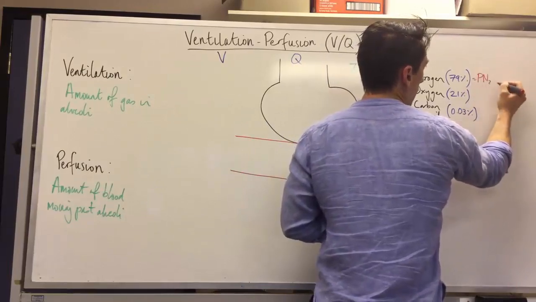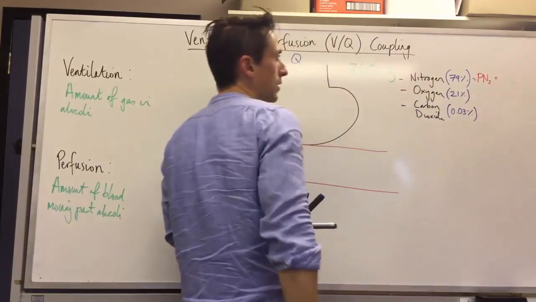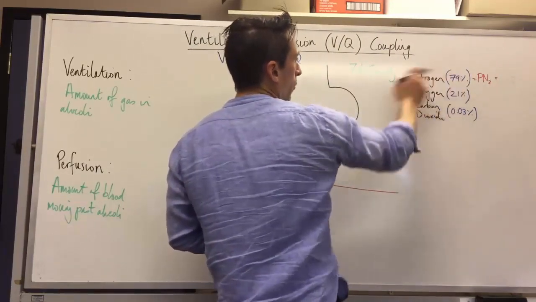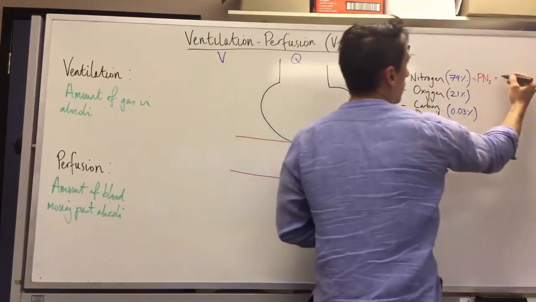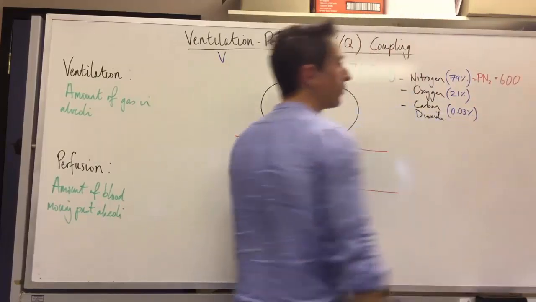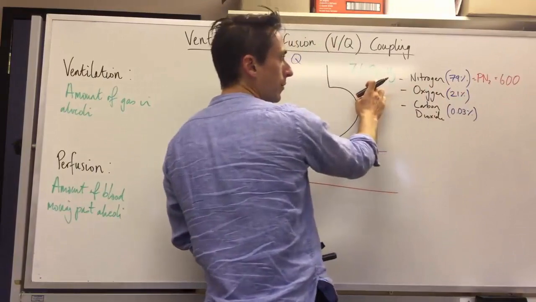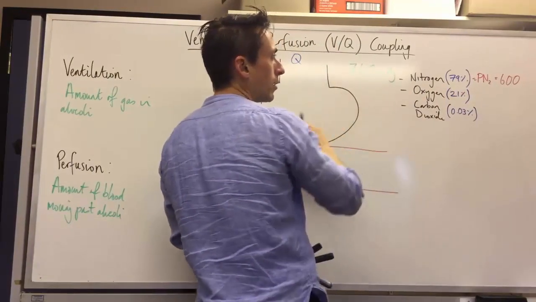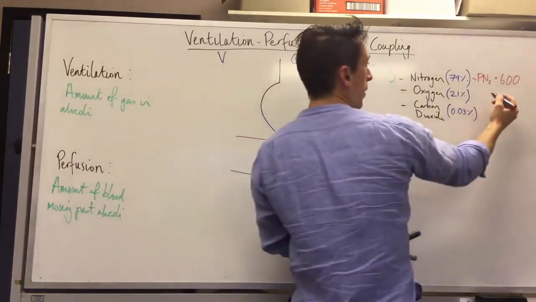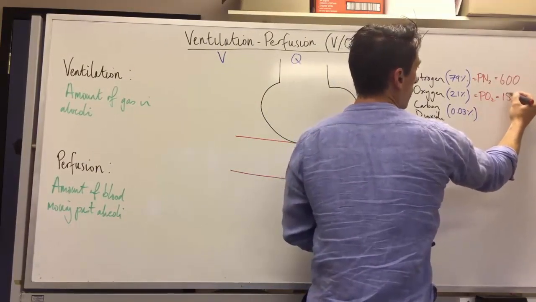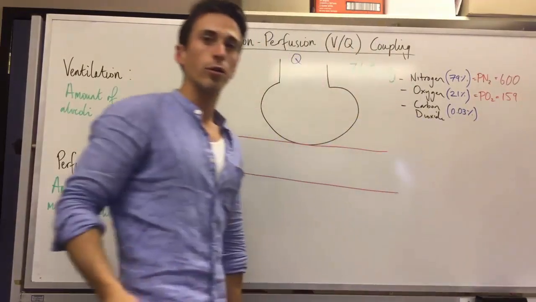P N2. And let's just see if we were to calculate that. The partial pressure would be around about 600 millimeters of mercury. Okay? If we were to calculate the partial pressure of oxygen in the atmosphere, 21% of 760 is around about 159 millimeters of mercury.